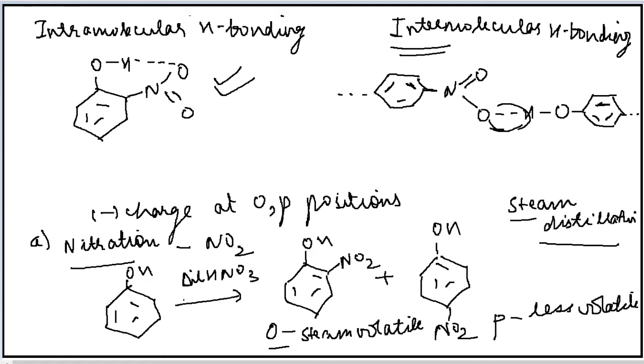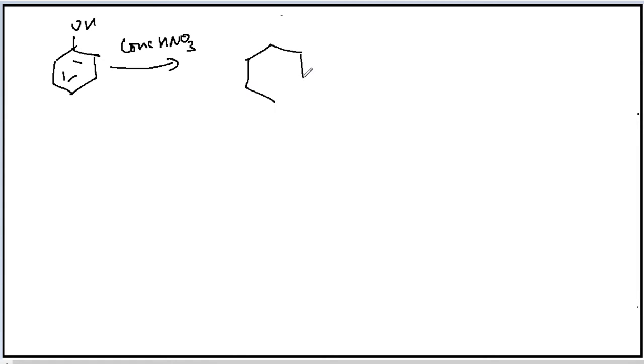So this is the nitration reaction that takes place in presence of dilute nitric acid, giving you ortho as well as the para products. But in case the nitration reaction takes place in presence of concentrated nitric acid, then in that case you will get 2,4,6 trinitrophenol. That is, the substitution will take place at all the three positions.